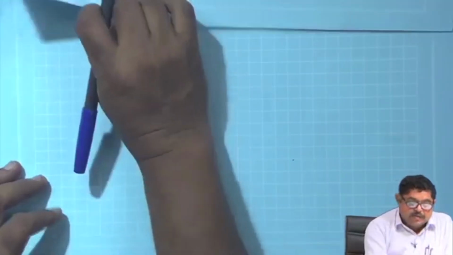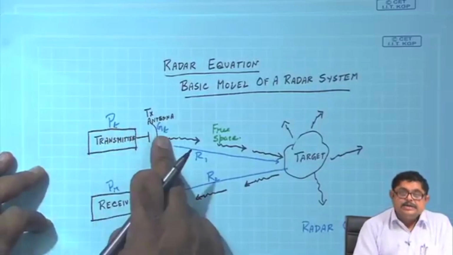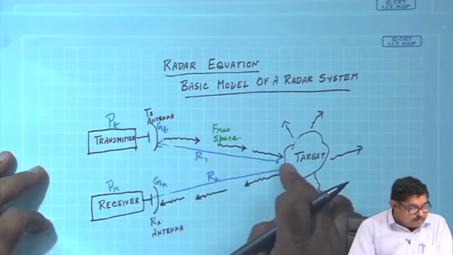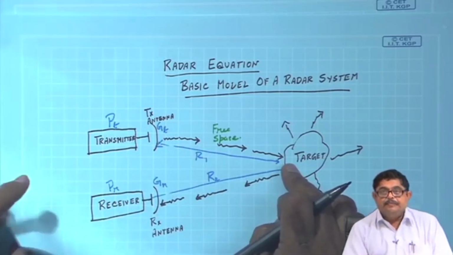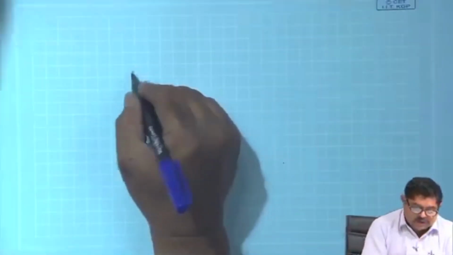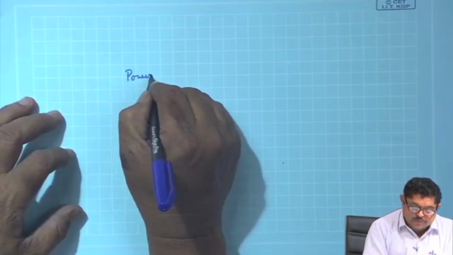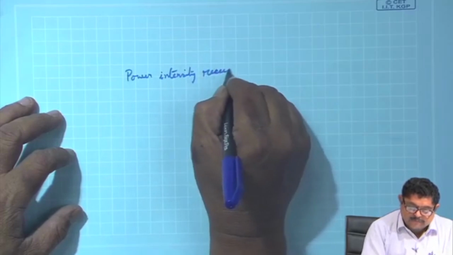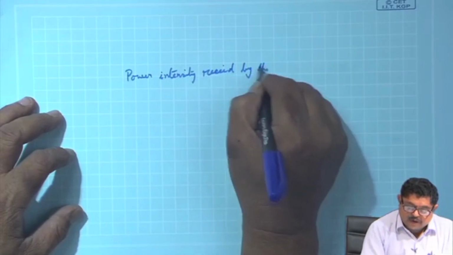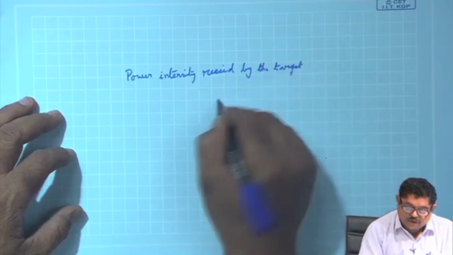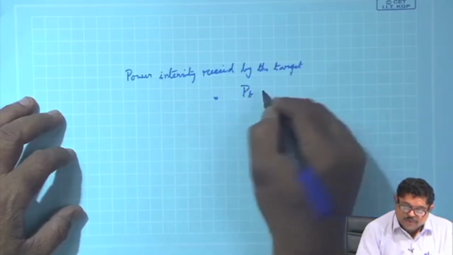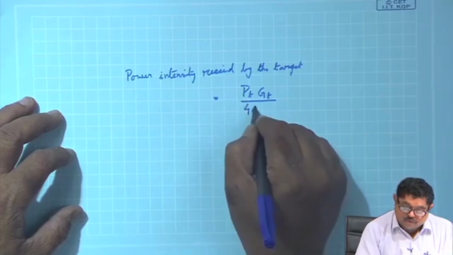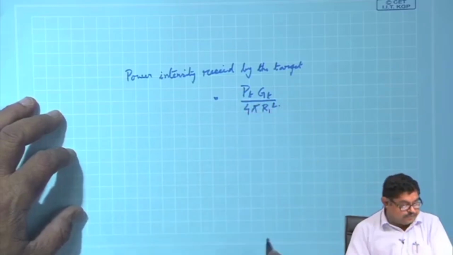So, if I have a transmitting power PT and that is being radiated to free space by an antenna of gain GT, what will be the power intensity received by the target? Can I say that the power intensity received by the target will be PT GT divided by 4 pi R1 square.